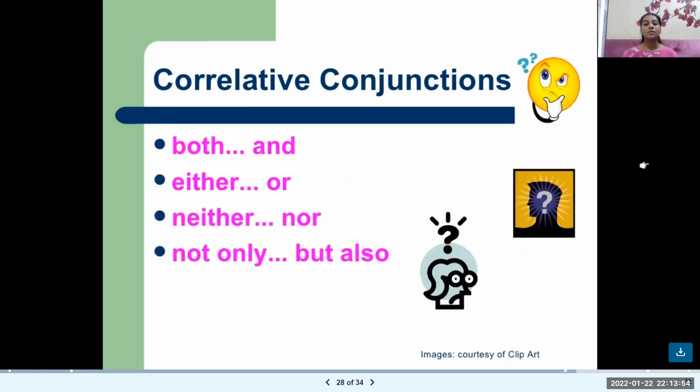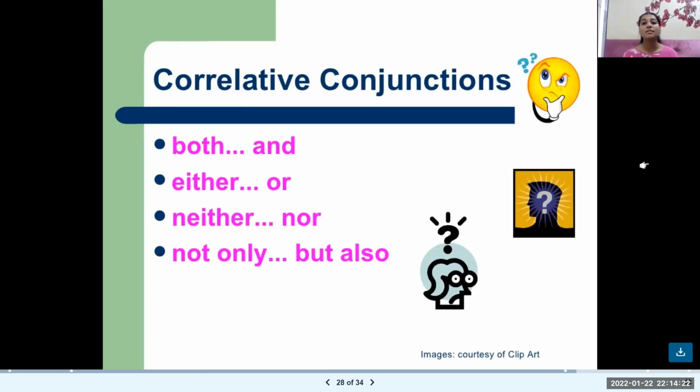What are they? The first pair is both and. The second one is either or. The third one is neither nor. And the last one is not only but also. Let us quickly see how those words are used in a sentence so that we can get an idea what exactly these words are, why they are used like that, why there are dots in the middle, and what it means.